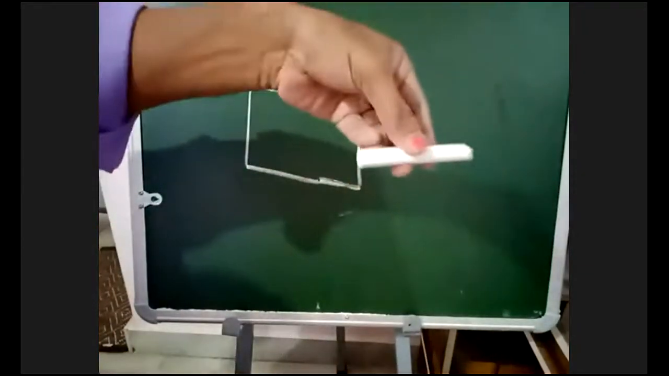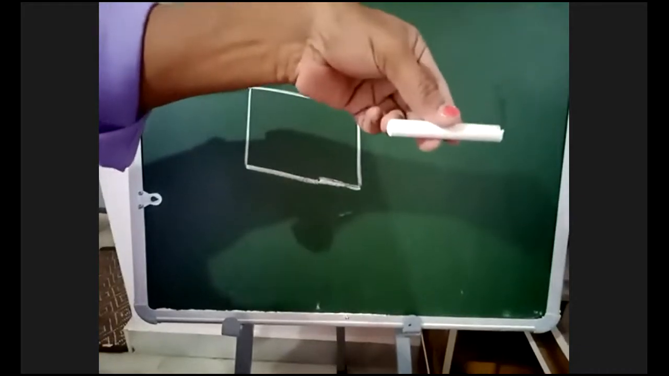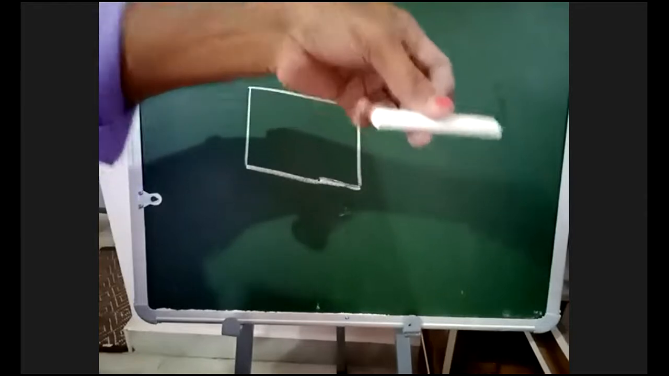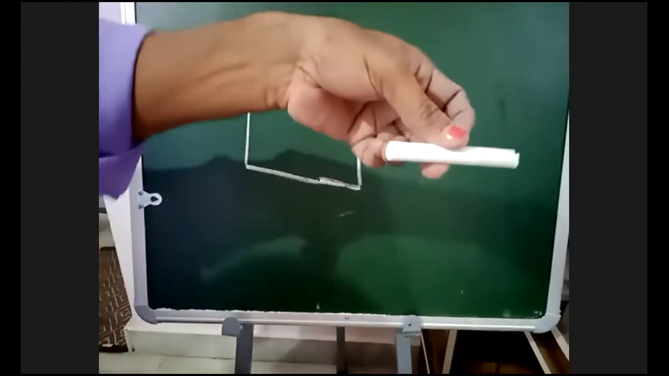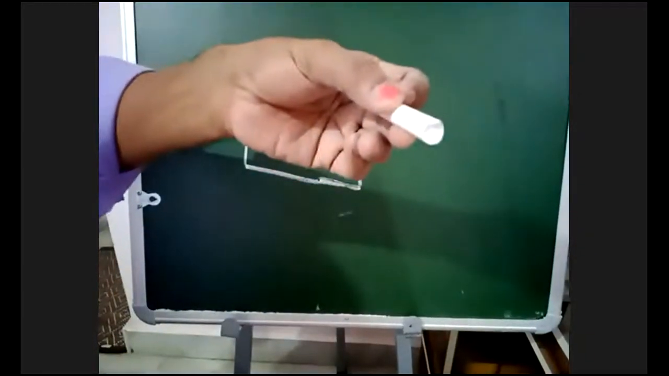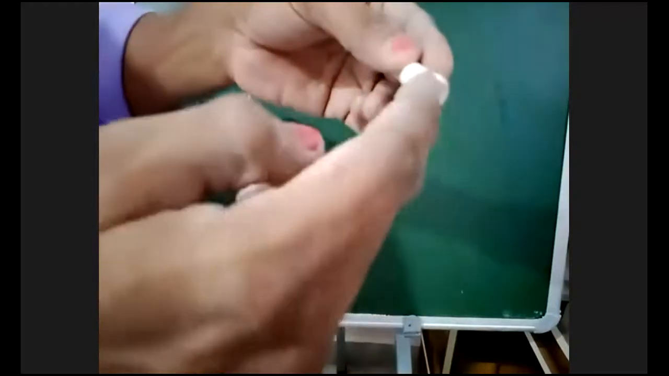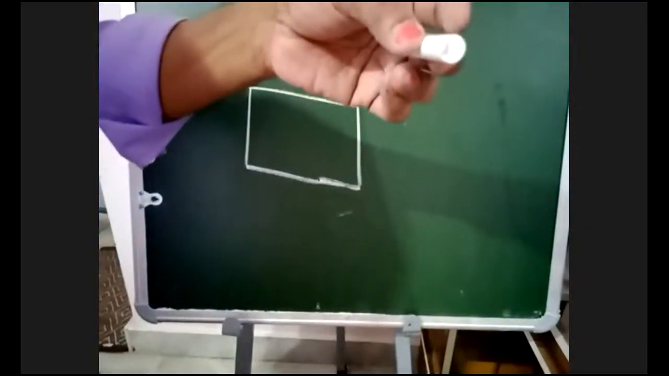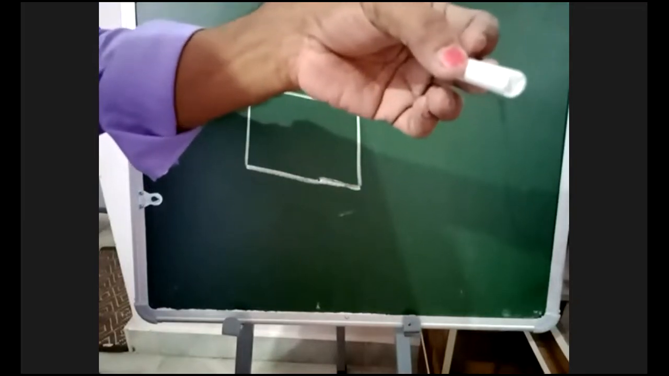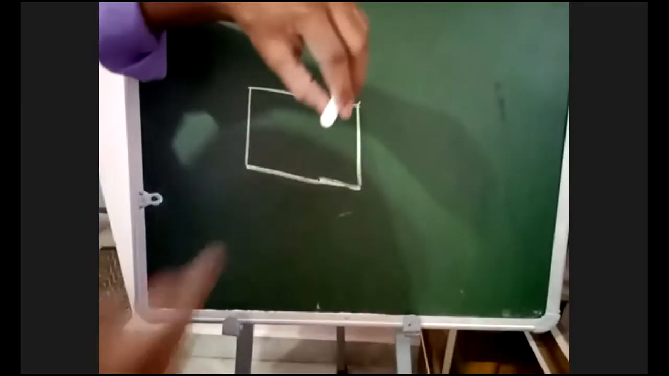Okay, see here, this chalk piece. I think the chalk piece is visible to you. The length of this chalk piece, let us take 5 centimeter. Then what is the thickness of this chalk piece? I'm not showing the length. Thickness means this one. Are you understanding what thickness is?